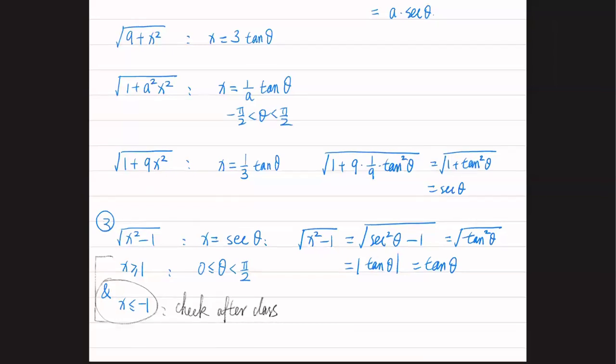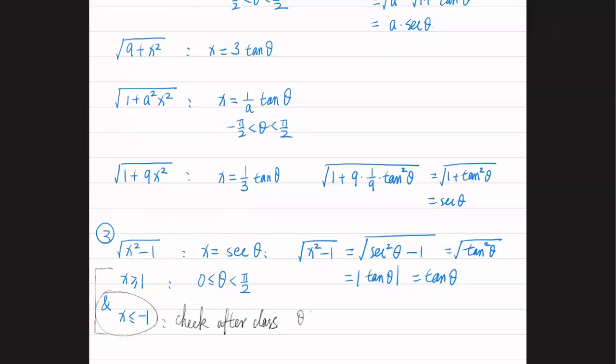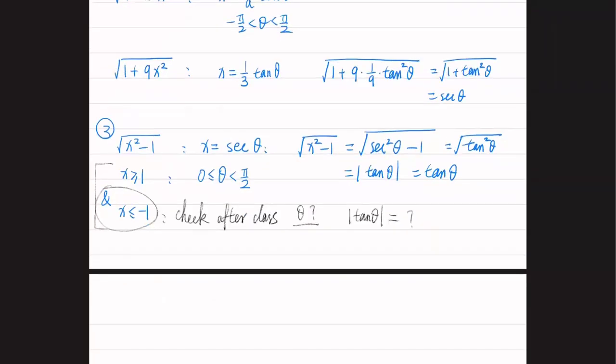What's the domain for theta? How do you simplify tangent theta? Not difficult, but you have to go through it. For the moment, we will make the assumption that we are integrating on this domain, so we can use the substitution and drop the absolute value. Let's try.